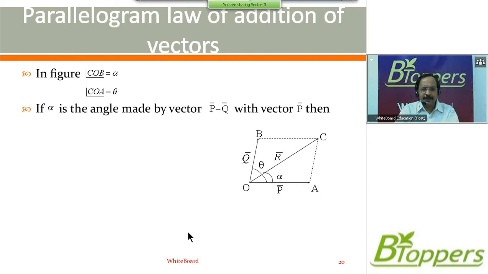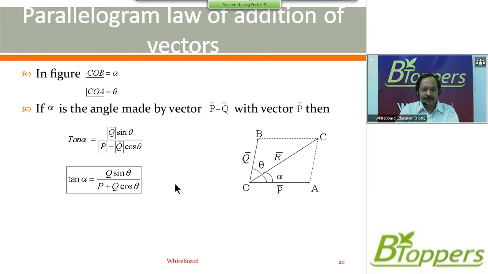If alpha is the angle made by vector P bar plus Q bar with vector P bar, then tan alpha equal to mod of Q bar into sin theta by mod of P bar plus mod of Q bar into cos theta. Or you can write it as tan alpha equal to Q sin theta by P plus Q cos theta.